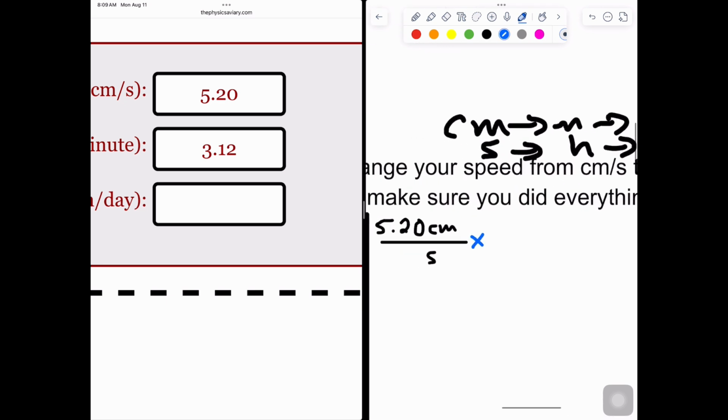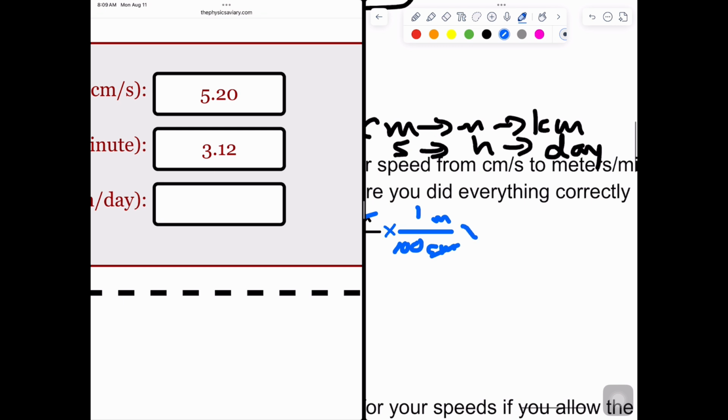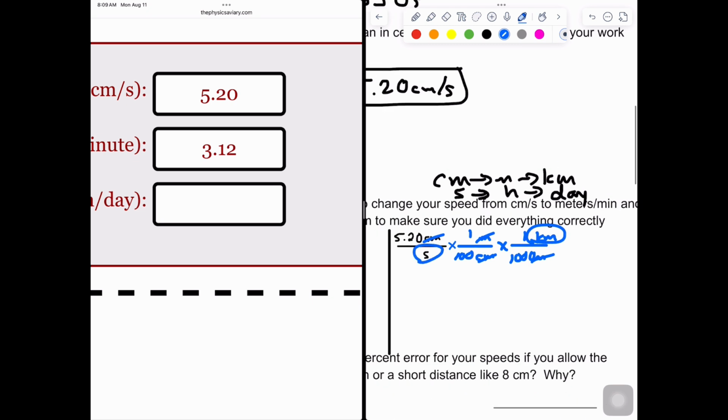All right, so the first one, centimeters to meters, there's 100 to 1, cancels, cancels. Then I'm going to go meters to kilometers. There's 1,000 meters for every 1 kilometer. So cancels, cancels. Now I'm in kilometers per second.